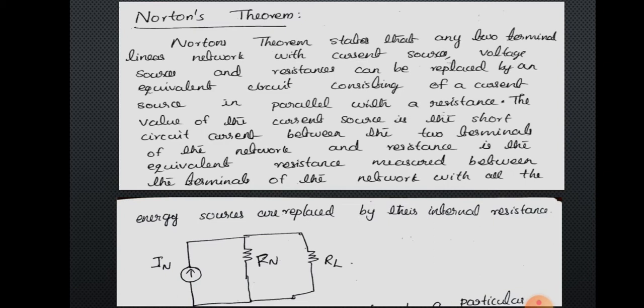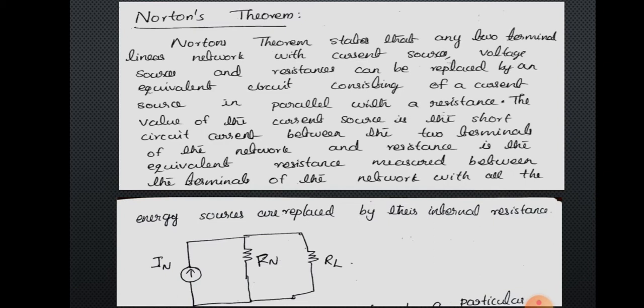In Thevenin's theorem, we replace the load resistance by an open circuit, but in the case of Norton's theorem, we are replacing the load resistance by a short circuit, and the short circuit current will be the Norton's current IN. And in Thevenin's theorem, we find the equivalent resistance by removing the load resistance and replacing the voltage sources by short circuit and current sources by open circuit. Similarly, in Norton's theorem, we remove the load resistance, and replace the voltage sources by short circuit and current sources by open circuit. Then we will get the Norton's equivalent resistance.